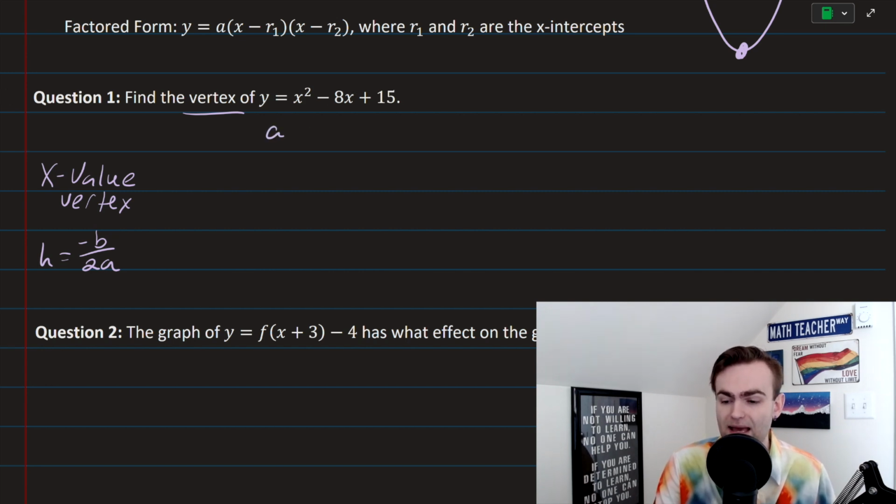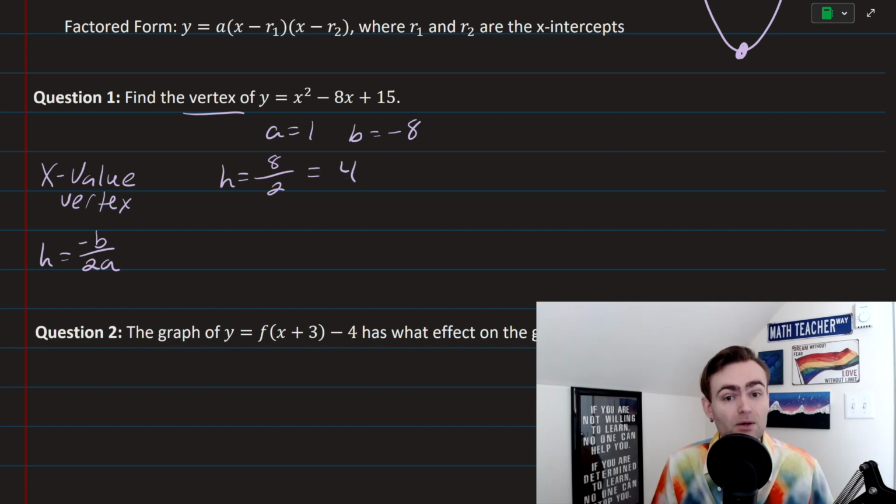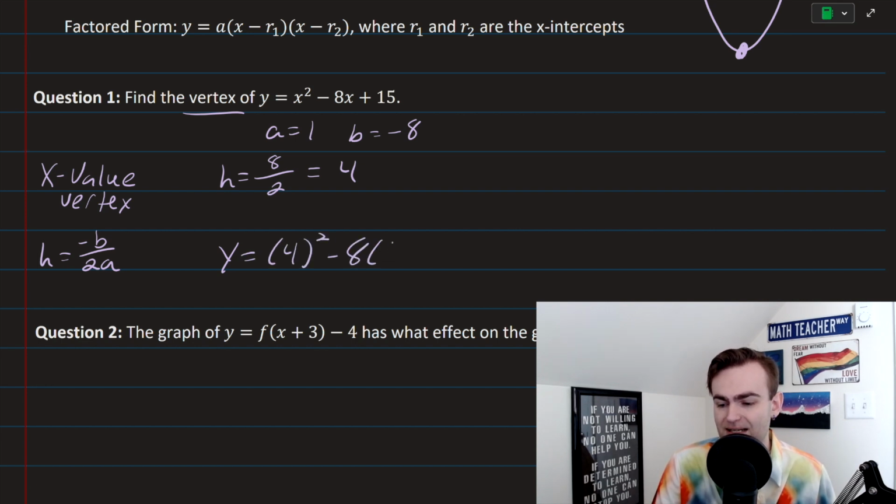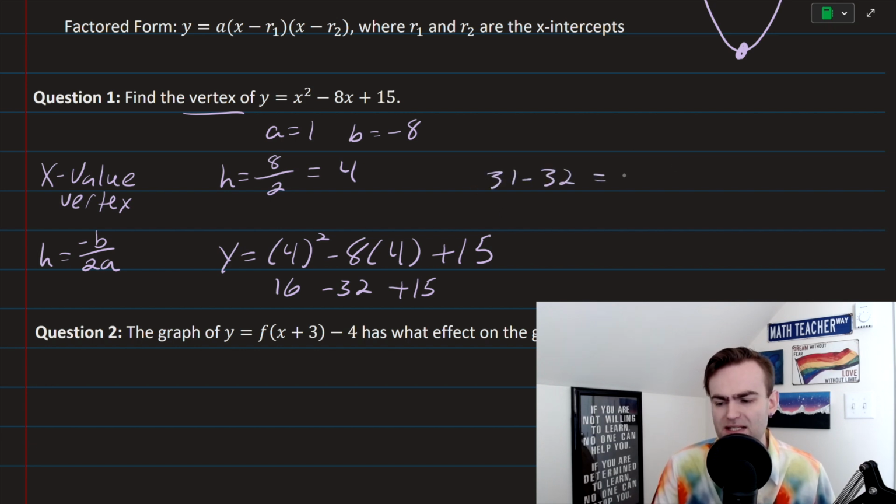So here, the a is 1, the b is negative 8. So that means that h, or the x value of the vertex, is negative negative 8 divided by 2 times 1, which is 8 over 2, or 4. How do I get the y value? Well, if I have the x, I can plug it in and that'll tell me the y. So y is equal to 4 squared minus 8 times 4 plus 15. 4 squared is 16. Negative 8 times 4 is negative 32 plus 15. Well, 16 and 15 make 31 minus 32. Very easy to see that as a negative 1.